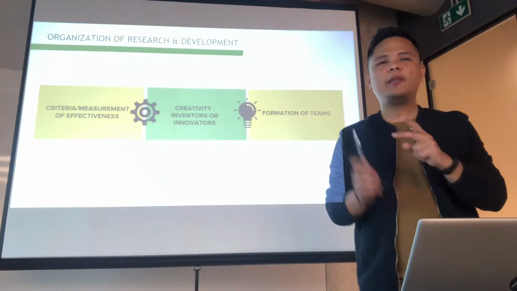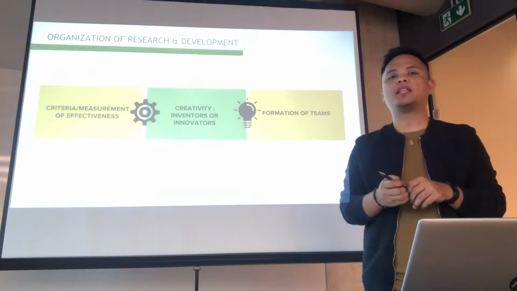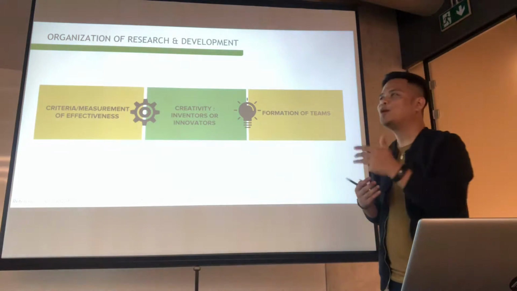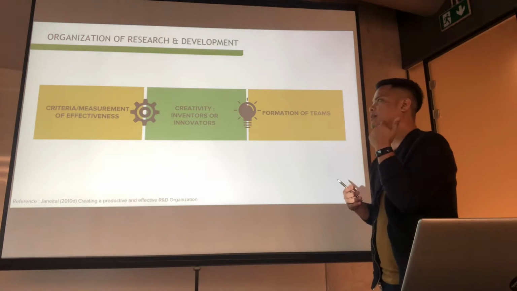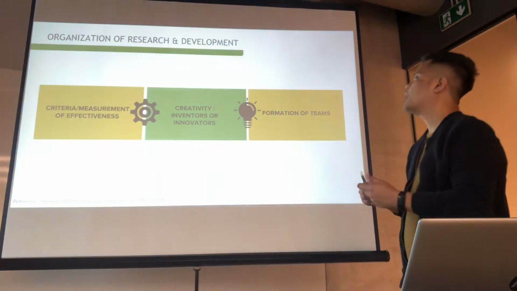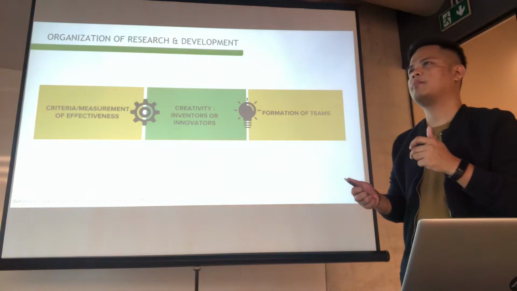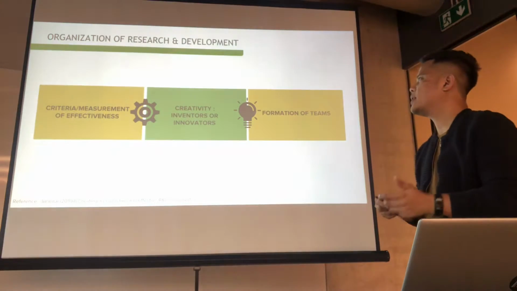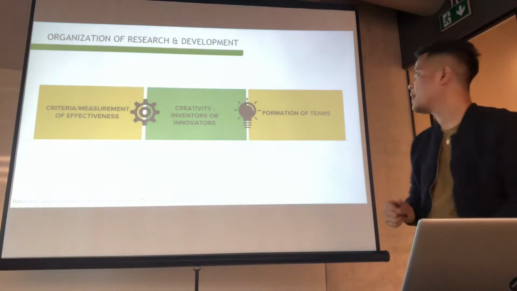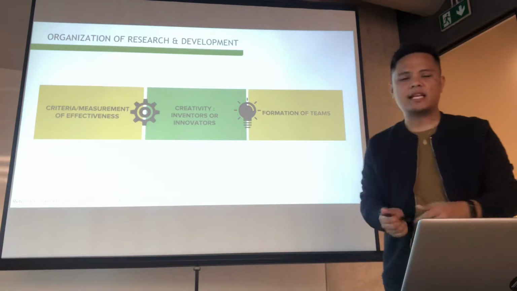Okay, so the second part of my report is about organization of research and development. And this would highlight 3 key main factors. Number 1 is how to measure the effectiveness on organization and what are the criteria. Number 3 is creativity for inventors or innovators? Sino ba talaga yung mas matimbang in terms of creativity? And then, formation of teams. How do you build and manage a team, basically?